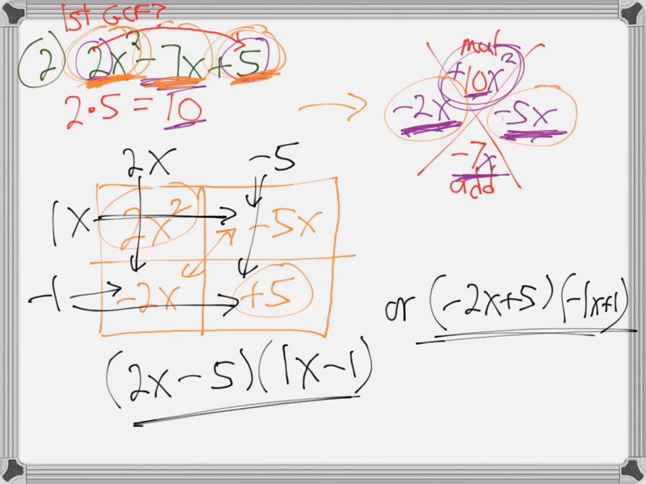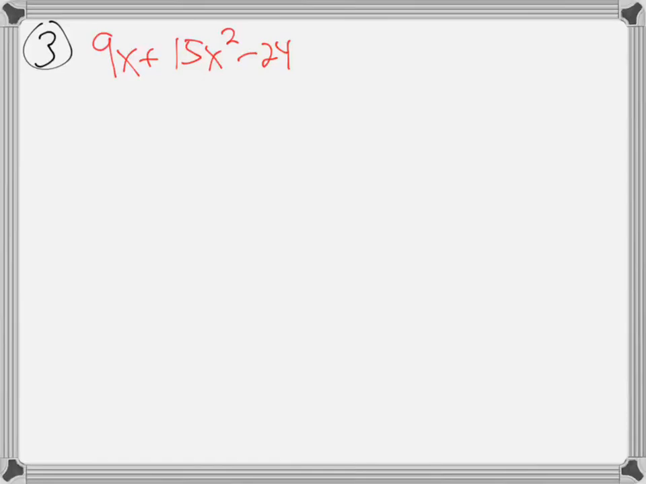So we have almost some tricks. Remember what we are supposed to do? What should we do first on this one? Rearrange it, reorder. It's out of order, huh? So always do that first. So reorder. So I'll put the 15x squared, 9x minus 24.